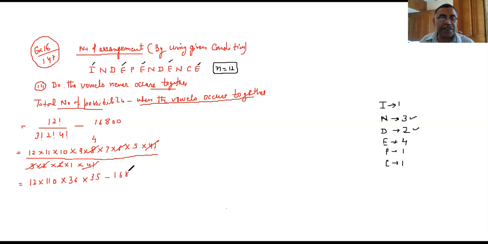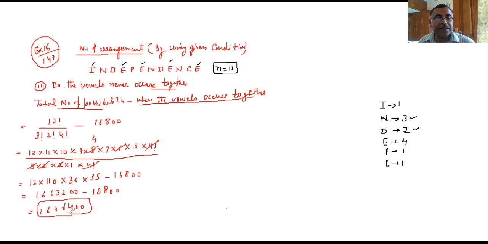Minus 16800. So this is equal to 1663200 minus 16800. The final answer is 1646400. This is the final answer. That means we will get this many words when vowels are not together.